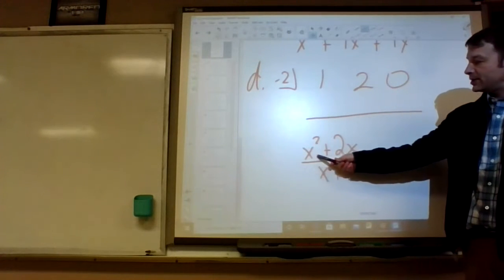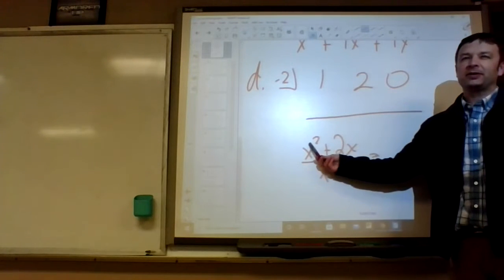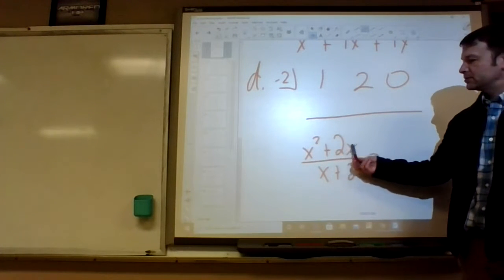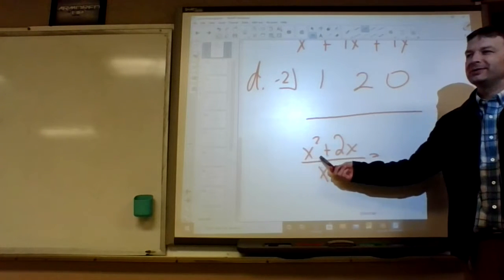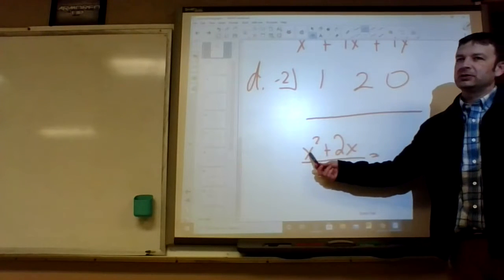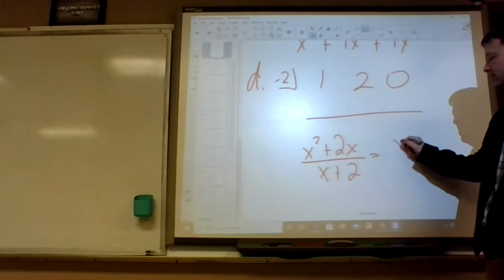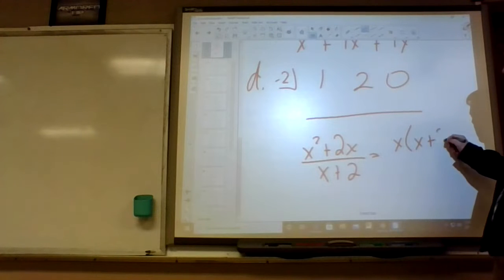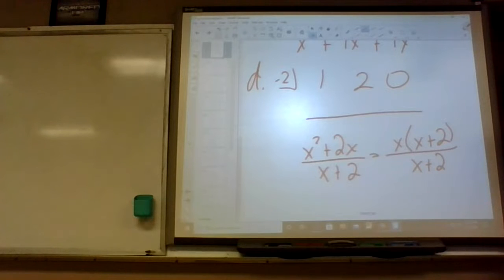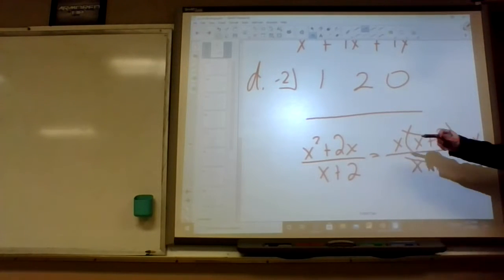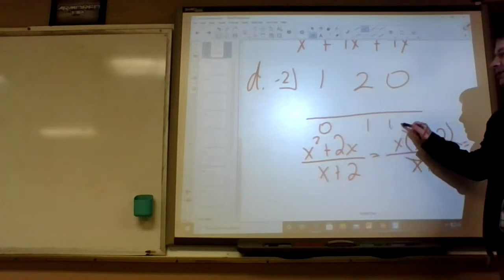What can we do to factor the top? x minus 2. Take out an x on the top. Both of those have an x in it. So you factor out an x like that. You guys see where I'm going with this? Oh yeah. x plus 2's cancel out. So it's just x. So if you did synthetic, you should have got 0, 1, 0. That's what that tells you.